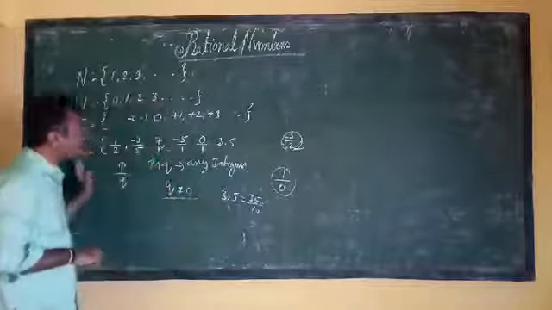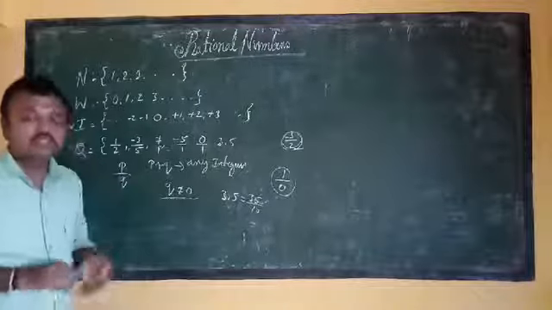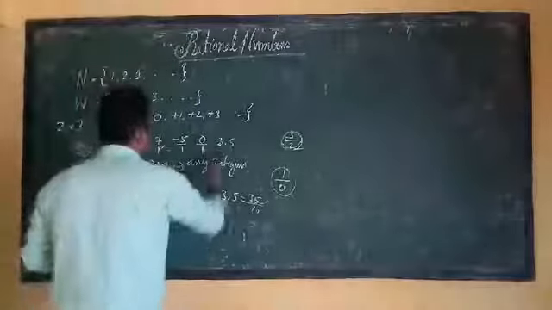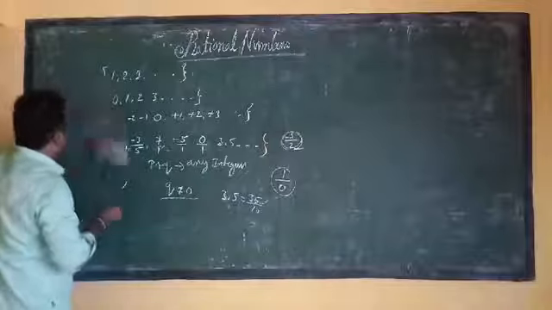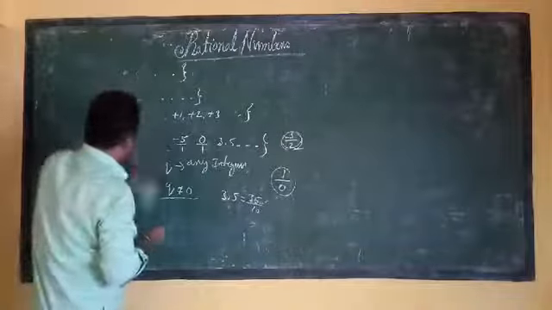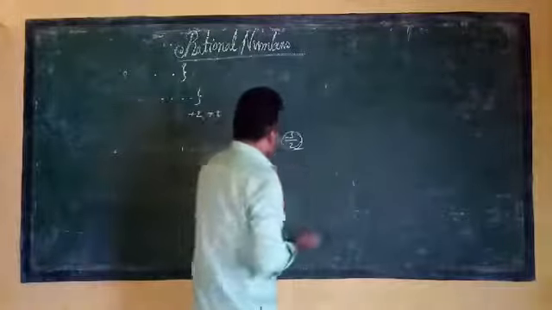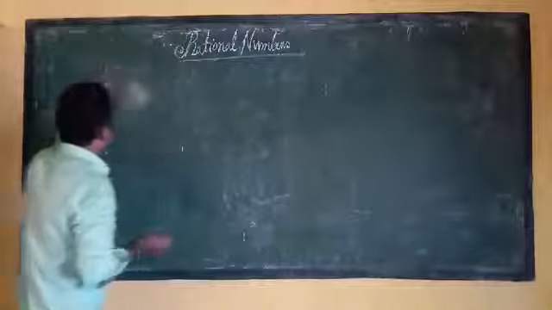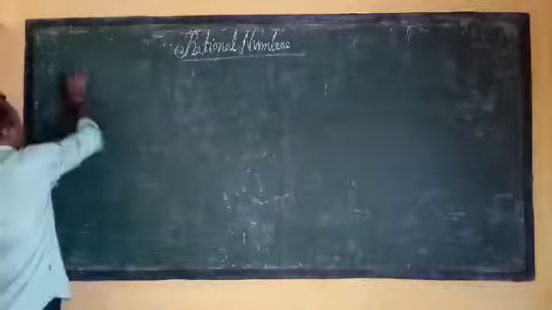Understood? So like this we are discussing. Shall we go to the next concept? Yes. These are the basic points of this chapter. So next one, what? Properties. Properties of rational numbers.